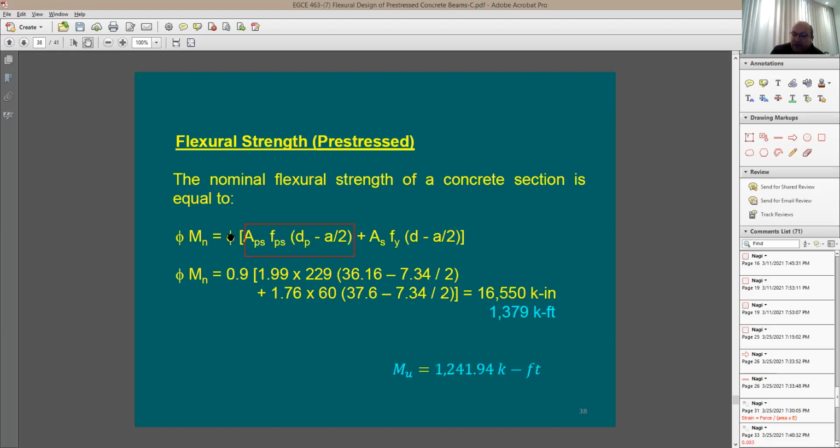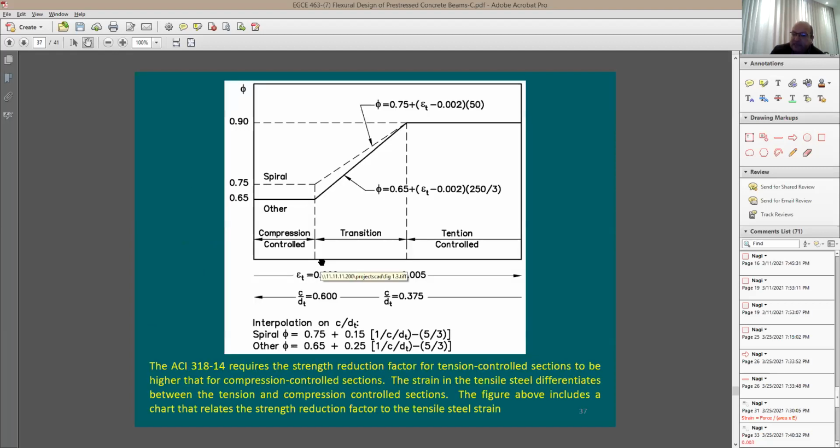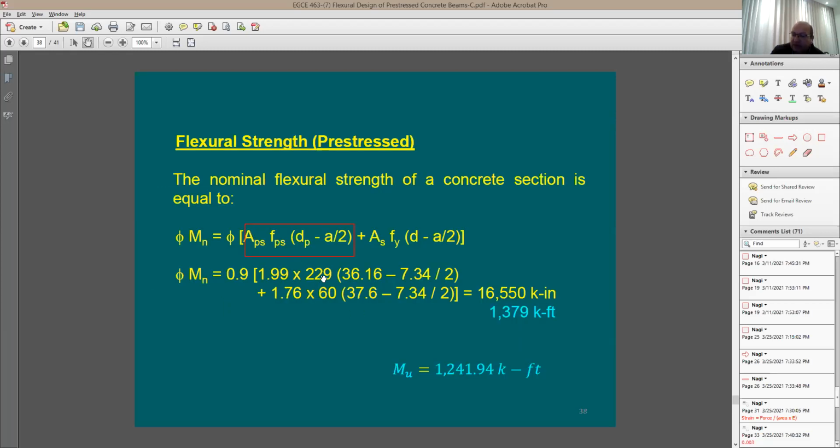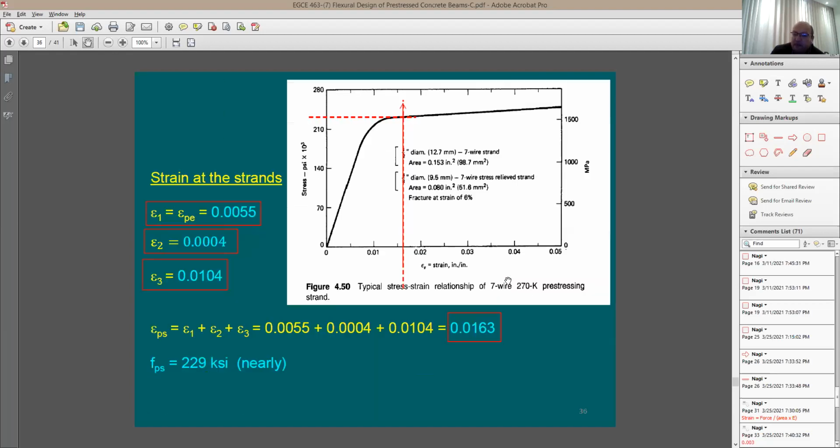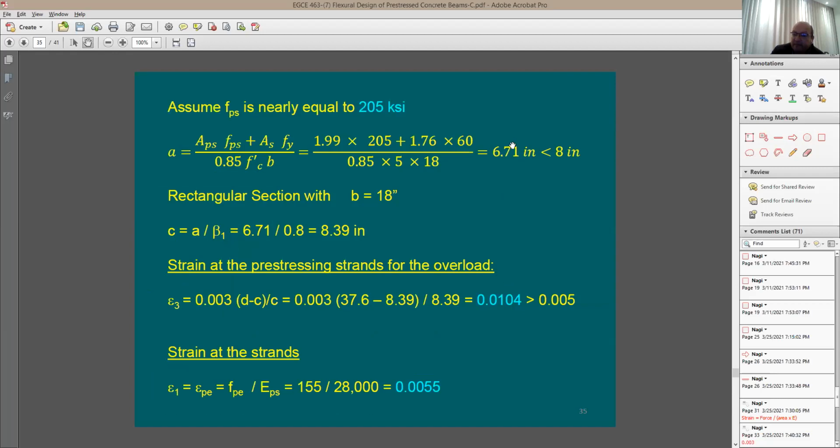Let's try the equation here. The phi here is going to be 0.9. APS, the 1.99, 2.29 based on this analysis, right? If you'd like to use 2.30, it's going to be fine. You can use 2.30 based on the code equation. dp minus a over 2. Where's this a coming from? Take you back. Here is a, 6.71.